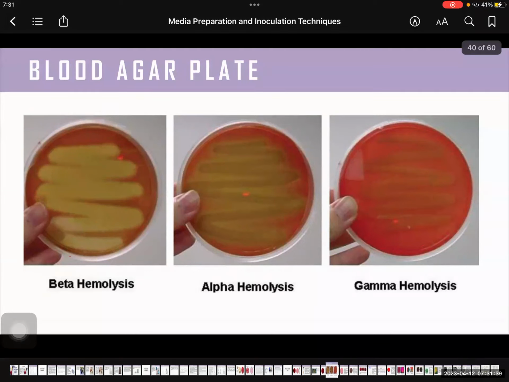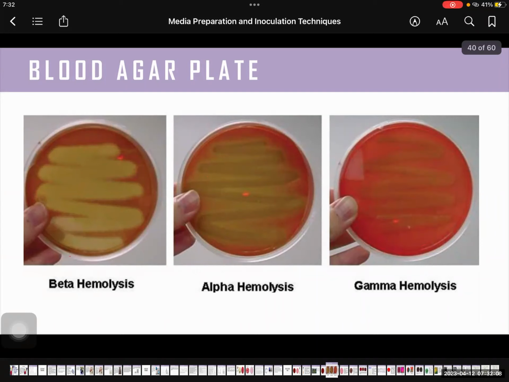Aside from that, alpha hemolysis tends to have a green color because of the remaining unlysed hemoglobin being transformed to biliverdin. Sorry. For the alpha hemolysis, it has a tendency to have a greenish color because the remaining hemoglobin converts into biliverdin. Kaya nagiging greenish yung color.